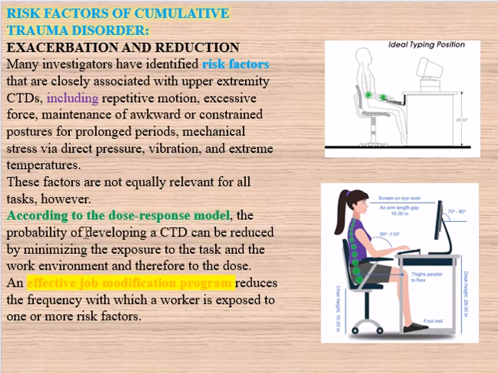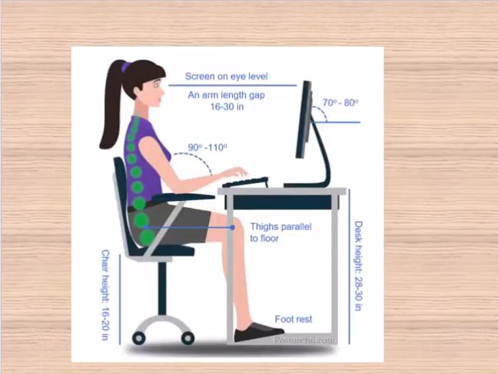For example, according to the dose response model, the probability of developing a CTD can be reduced by minimizing the exposure to the task and the work environment, and therefore the dose. An effective job modification program basically reduces the frequency with which a worker is exposed to one or more risk factors. Look at this.